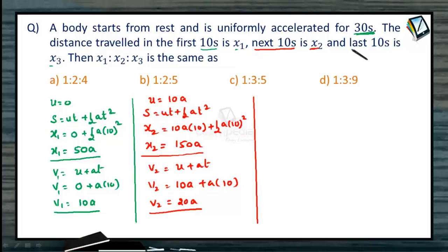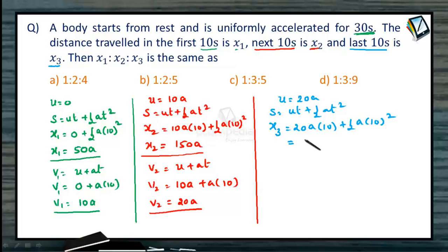Now coming to the last 10 seconds, the distance traveled is x3. But what is the initial velocity for the last 10 seconds? It will be 20a, the final velocity after 20 seconds. Again using the same relation, s = ut + (1/2)at². So starting from here, the distance traveled is x3: initial velocity 20a into the time it travels, a further 10 seconds, plus half of a into 10 squared. So this will be 250a.